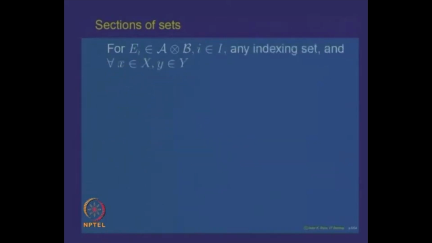Let us look at some more general properties of the sections. Once again these are true for any sets, not necessarily sets in A cross B, but we will be using them only for A cross B. So let us look at a sequence of sets, not a sequence actually, an arbitrary family of sets E_i, subsets of X cross Y, where I is any indexing set.